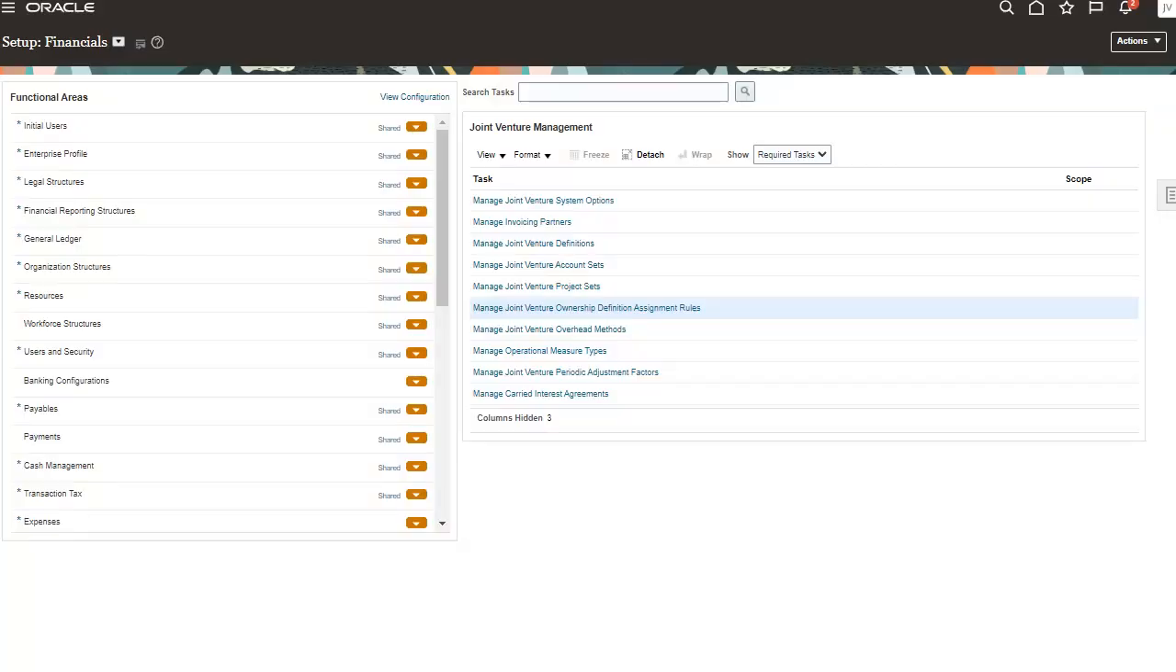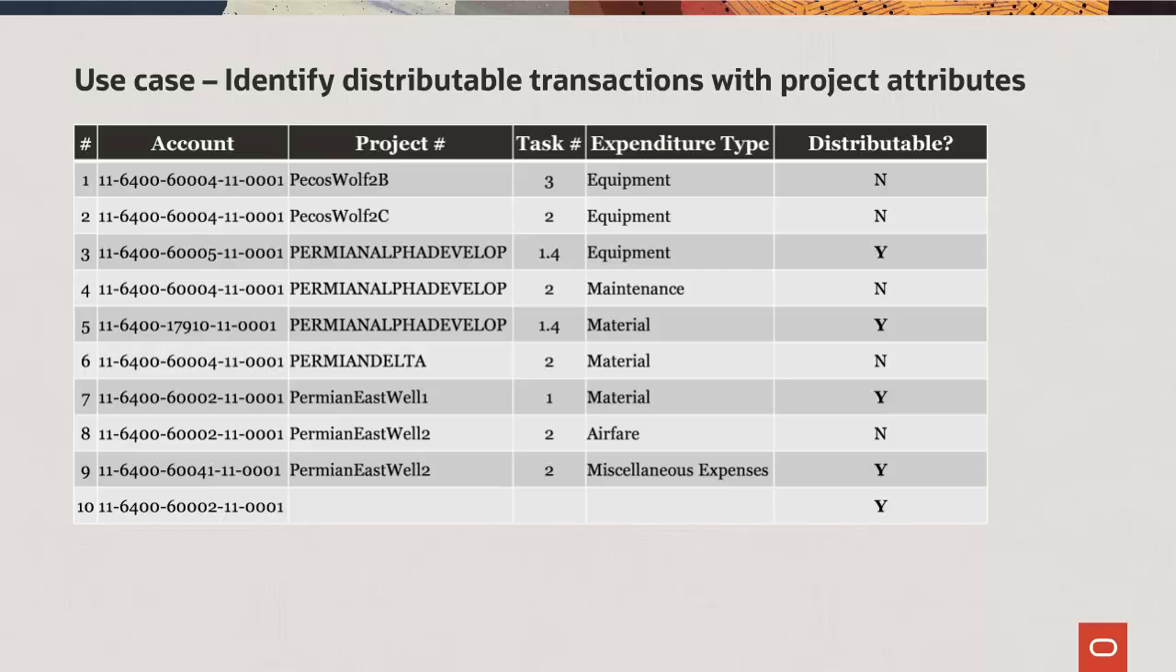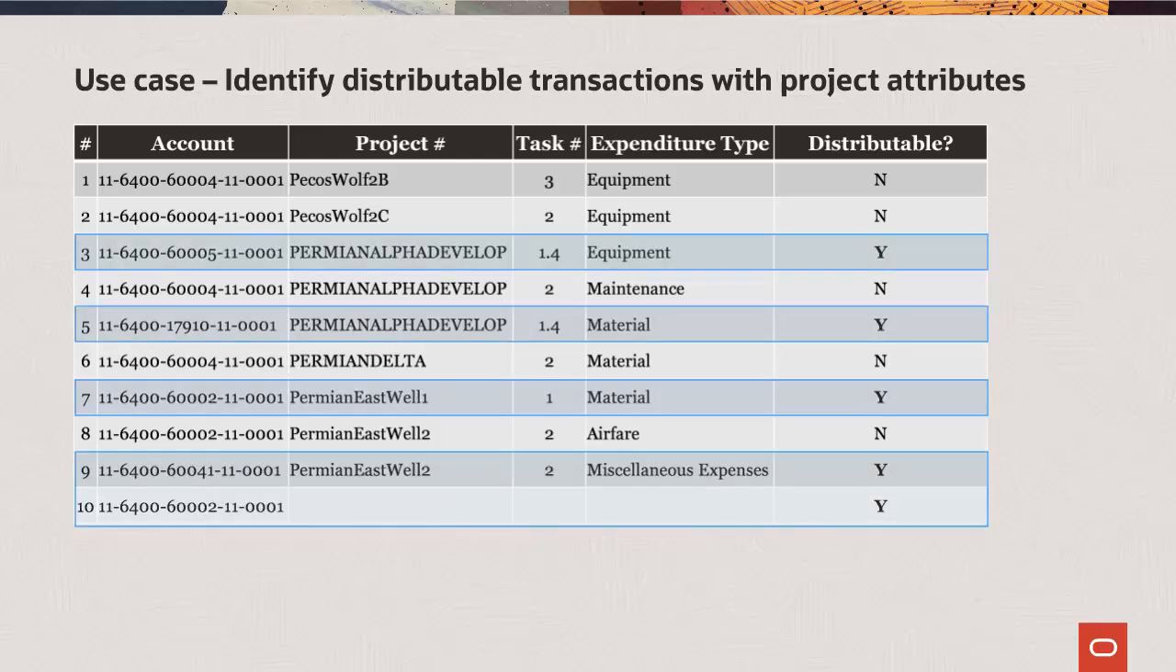Now that we have looked at how we can create project sets and use them on the joint venture definition and ownership definition assignment rules, let's see how they are used in joint venture processing. These are the transactions for January 2017 that are available for processing. According to the Joint Operating Agreement, only the 5 transactions that are marked as distributable, yes, are eligible to be billed to the joint venture stakeholders.